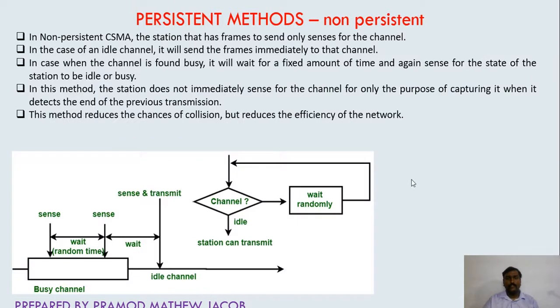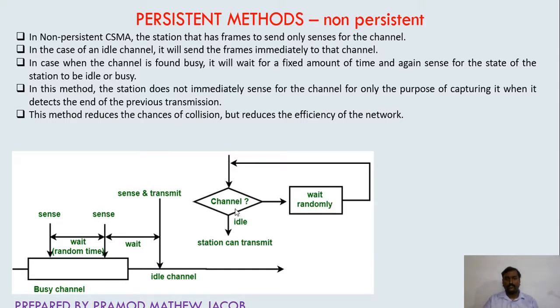The next is the non-persistent method. In non-persistent CSMA, the station that has frames to send only senses the channel. In case of an idle channel, it will send the frames immediately to that channel. In case the channel is found busy, it will wait for a fixed amount of time and again sense the state of the channel to be idle or busy. This method reduces the chances of collision but reduces the efficiency of the network, as it will wait randomly for a long amount of time.